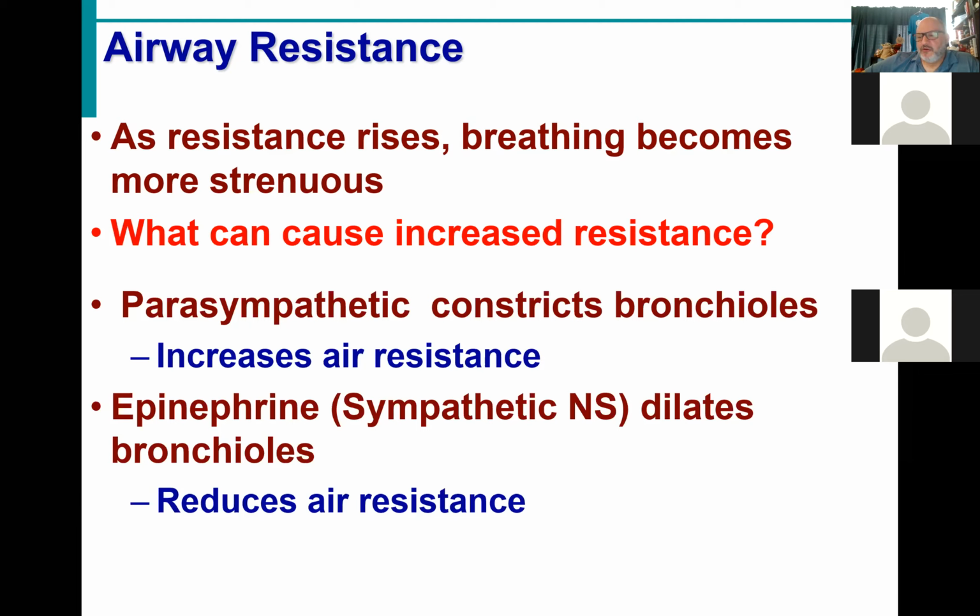Yeah, there's more terminal bronchioles to disperse the flow. So many, many more of them. So even though each individual one may have a high resistance, when you have a million of them, resistance is very low.